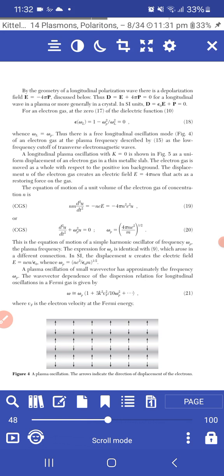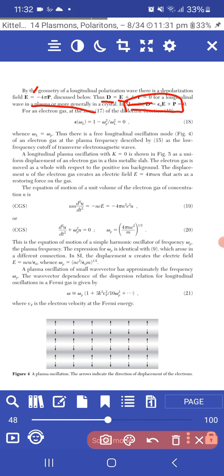E is equal to minus 4 pi P, discussed below. Thus D is equal to E plus 4 pi P, or for a longitudinal wave in a plasma, more generally in SI units, D is equal to epsilon naught E plus P. Okay, two equations here, this looks very different, note it down.